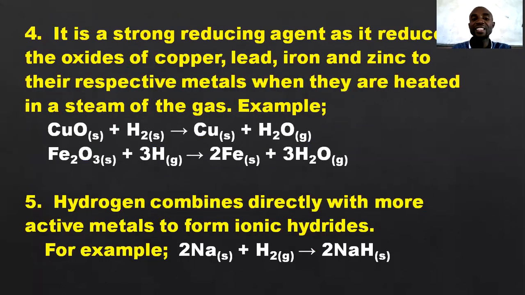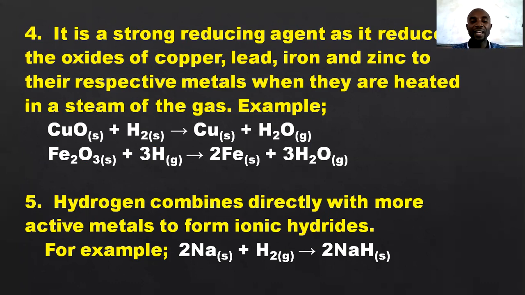Number 4 is that it is a strong reducing agent, as it reduces the oxides of copper, lead, iron, and zinc to their respective metals when they are heated in a stream of a gas. Which gas? Hydrogen. So copper oxide heated with hydrogen will be reduced to copper. Iron(II) oxide is going to be reduced to iron. So this is the reaction of hydrogen, its chemical properties.